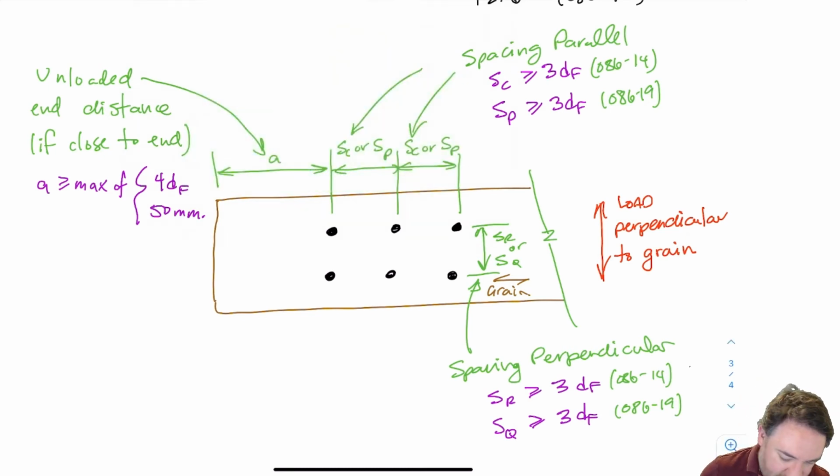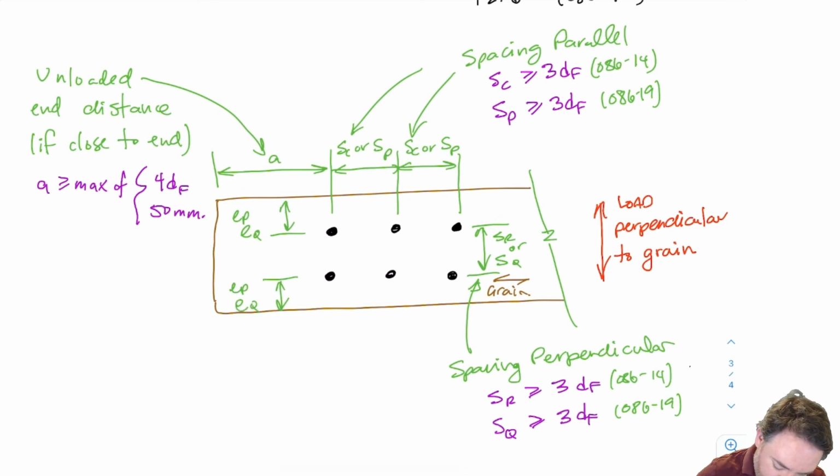And then the last one here is our edge distances. And now our edge distances here depend on which way the load is going. This is going to be either EP or EQ, which is going to be our loaded edge distance or our unloaded edge distance. And that depends on which way the load is going. So let's look at that.